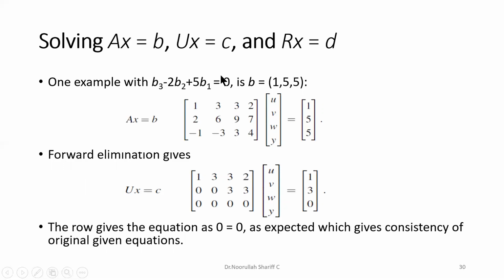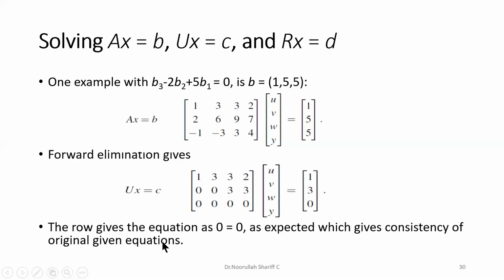So if you try to do this reduction or elimination for the combination of A and b together, which is an augmented matrix, then we are going to get this and this together, this U and this c together. The third row gives the equation which is 0 equal to 0 as expected, which gives consistency of the original given equation.